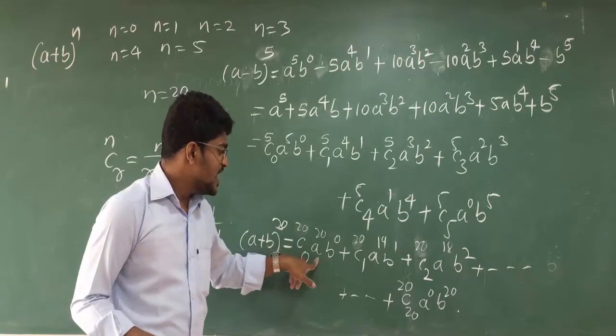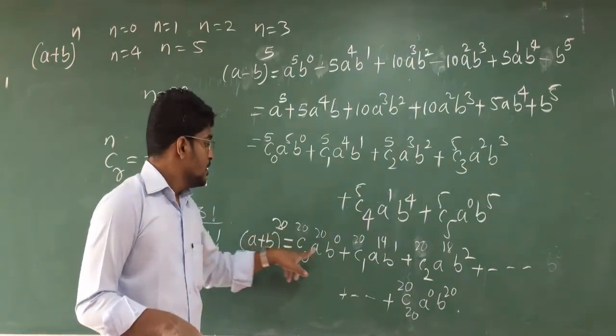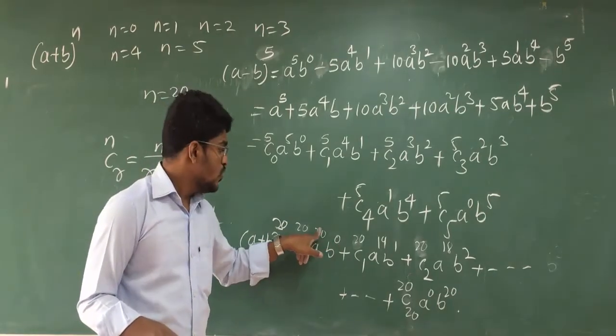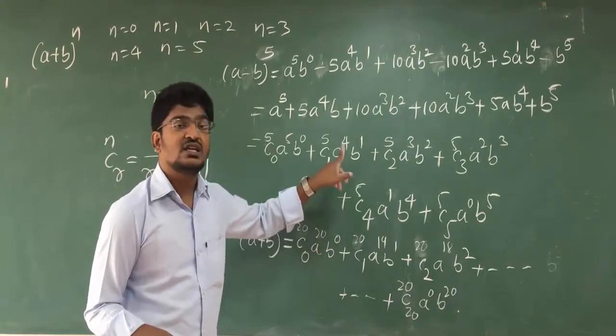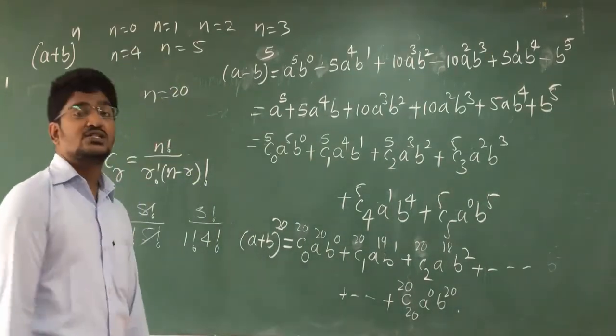To write a and b, please remember the terms start with 0. You go on decreasing a power, you go on increasing b power. So it will be very easy to write your expansions.